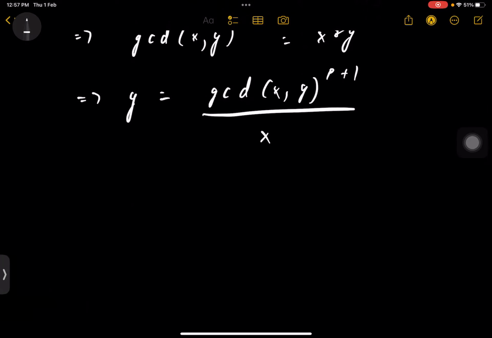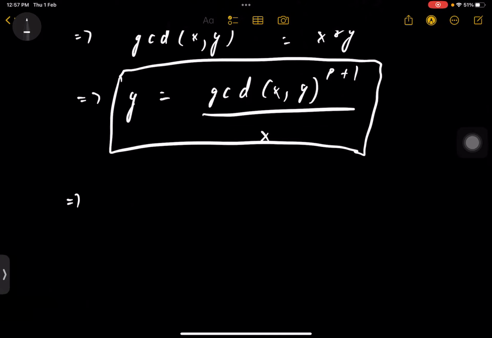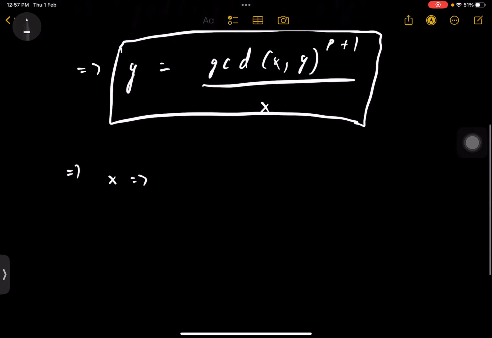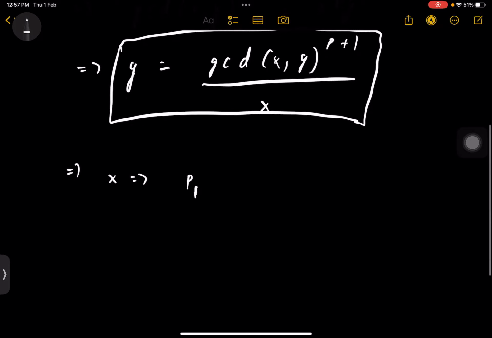So now let's see how we can solve this. This equation is sufficient to find the number of y's for any x and any varying p. For that, let's define a few things. Let us consider x has some prime factors. Let p1 be the first prime factor with a power of c1, p2 the next prime factor with a power of c2, and so on till pm, the last prime factor, with a power of cm.